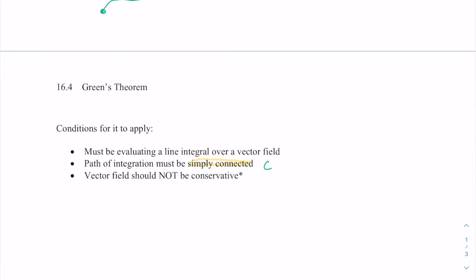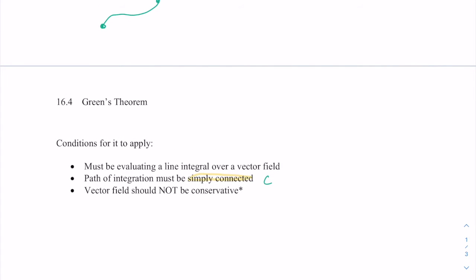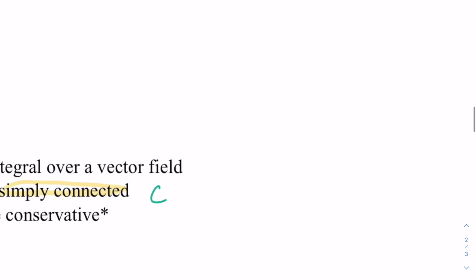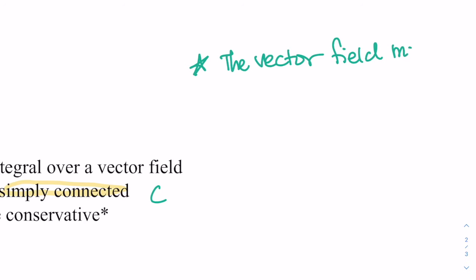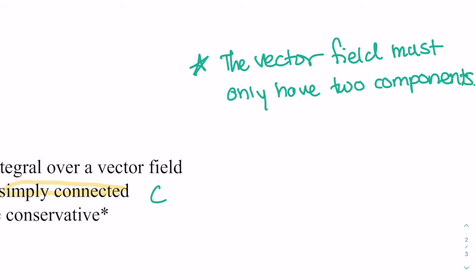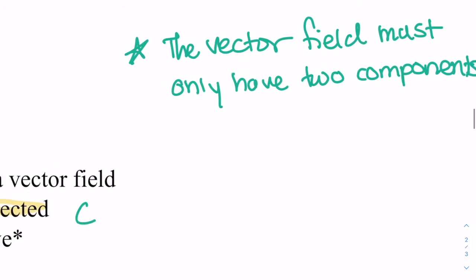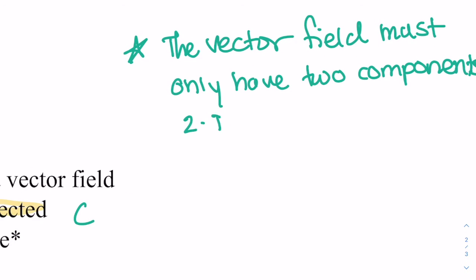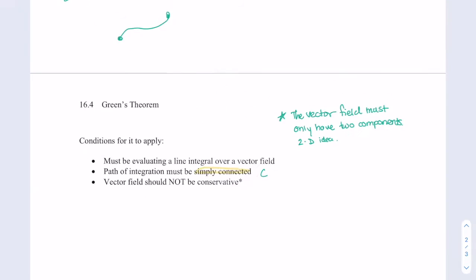There's another condition that I forgot to add for it to apply, so let me add one over here. An additional one is that the vector field must only have two components. Right, so Green's theorem is a two-dimensional idea. It takes place in the plane.